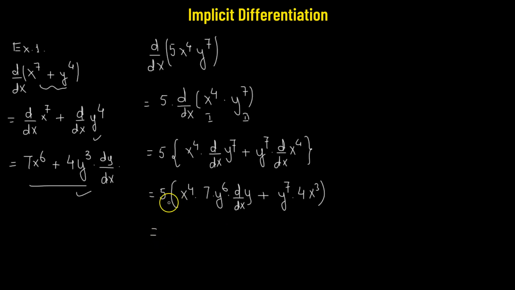So finally, we distribute 5 to each of the terms. We have 35 x to the power of 4 times y to the power of 6 times dy over dx, plus 5 times 4, which is 20. So we have 20x cubed times y to the power of 7. So this is the implicit differentiation of the given function.